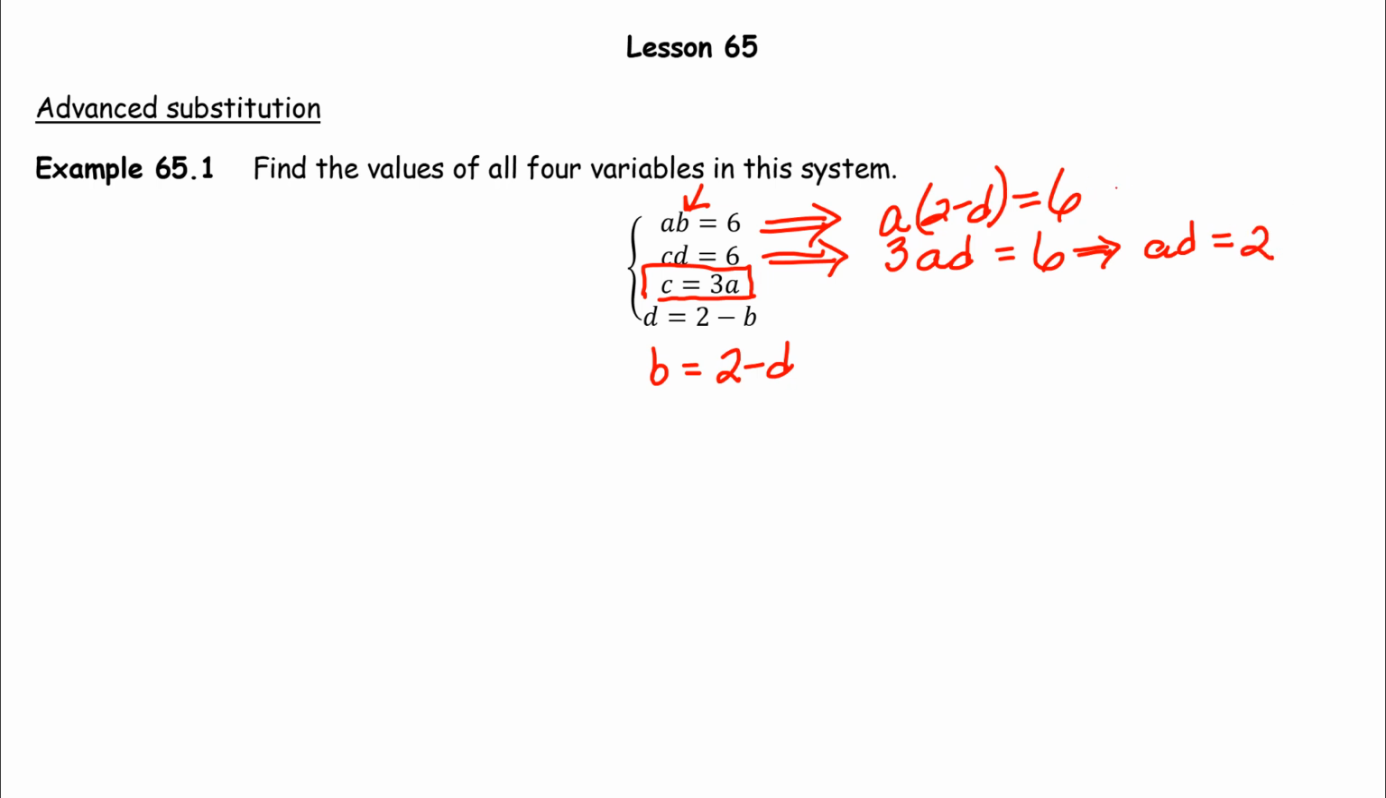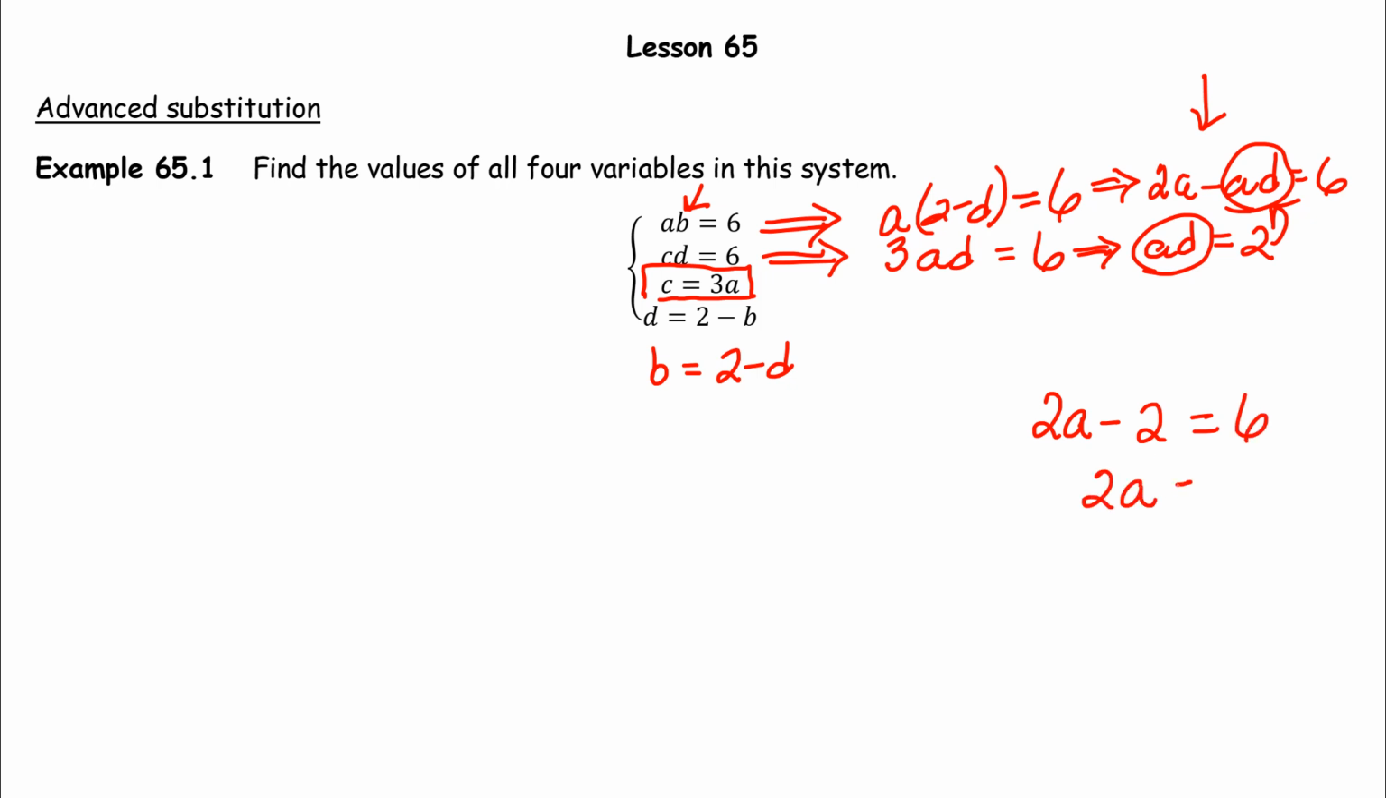If you use the distributive property on the first equation, you're going to have 2a minus ad is equal to 6. So now you can see that you have an ad here, and you also have an ad up here, so you could actually put 2 in for that ad, and your equation would just have 1 unknown left, so that works. So writing that first equation here with 2 substituted in for ad, I'm going to have 2a minus 2 equals 6. So 2a is equal to 8, and a is equal to 4.